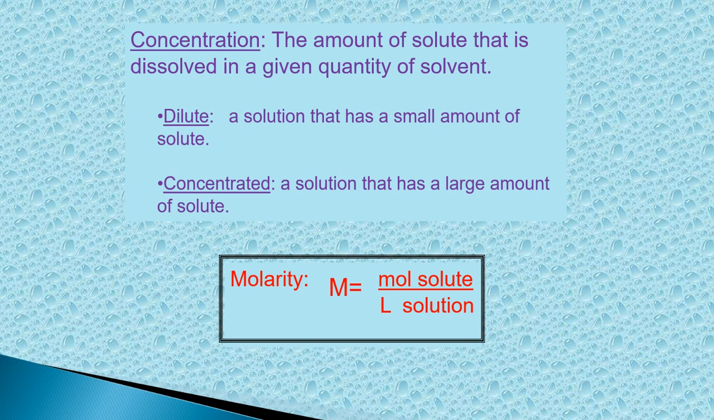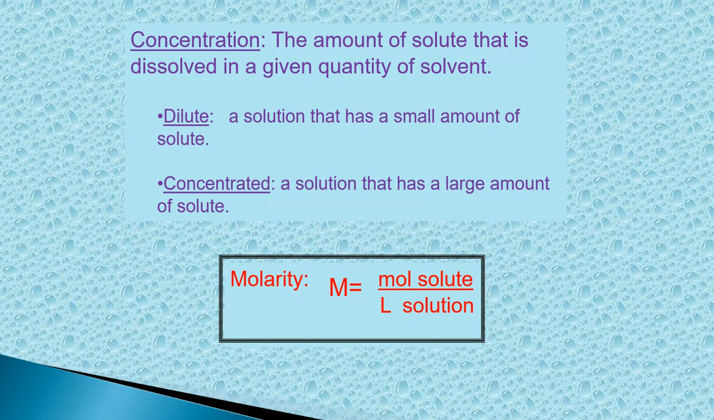Concentration is defined as the amount of solute that is dissolved in a given quantity of solvent. We can describe solutions as two different types. We have a dilute solution, meaning that it only has a small amount of solute, or we have a concentrated solution, meaning that it has a large amount of solute.